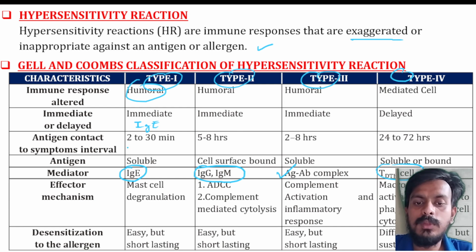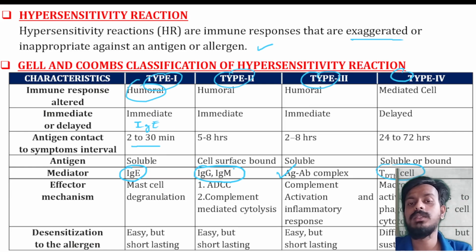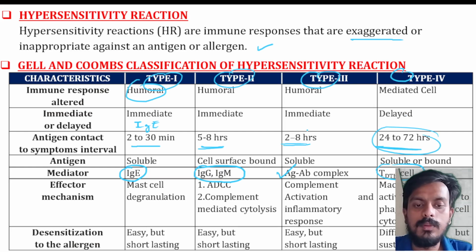The symptoms arrive in 2 to 3 minutes in type 1, because this is the early hypersensitivity reaction. Type 2 takes 5 to 8 hours. Type 3 takes 2 to 8 hours, and type 4 takes around 24 to 72 hours. That's why it is called delayed type of immunity.